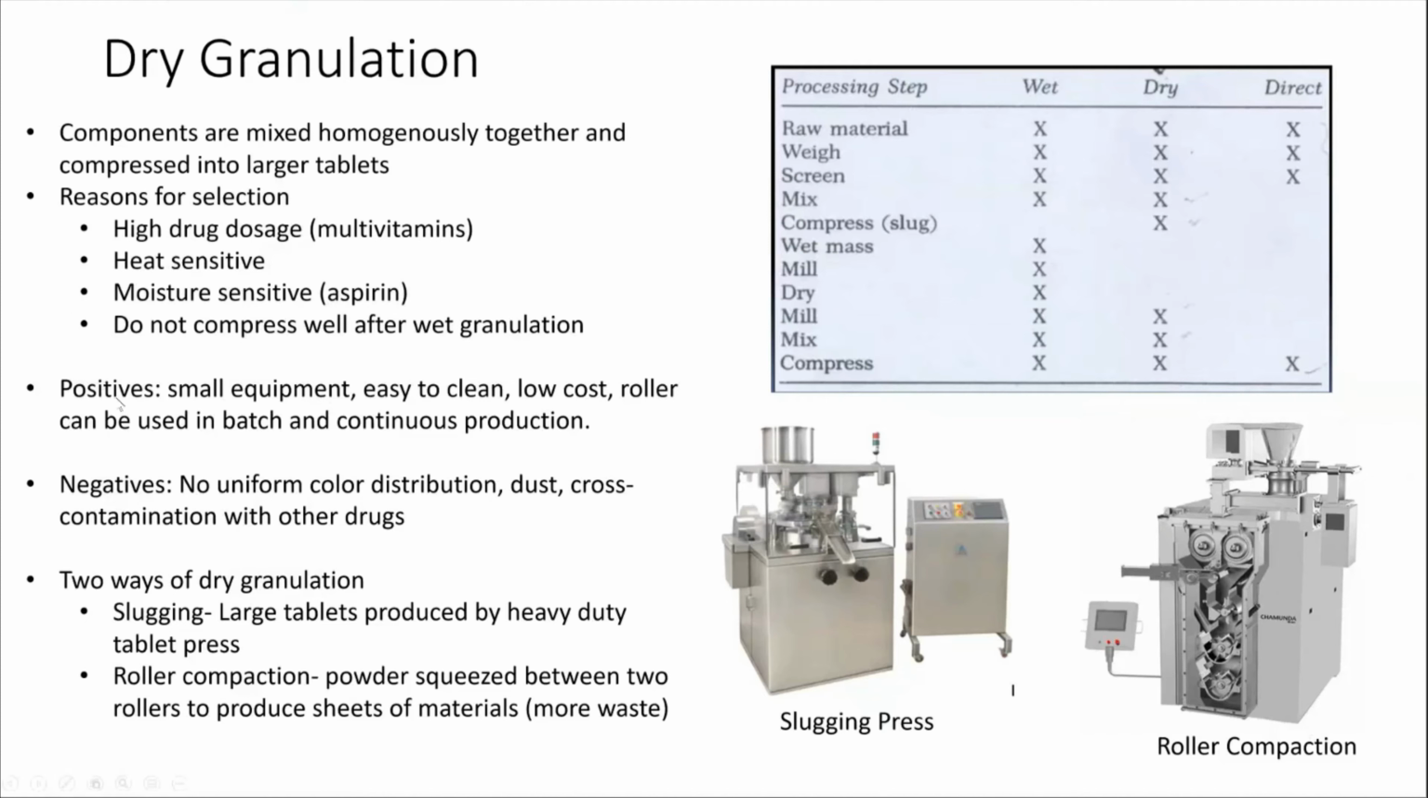The advantages of dry granulation: the equipment is rather small. It's cheaper on average. It's easier to clean. And it can be used in both batch and continuous production if made correctly. So let's say if either one of these was hooked up to the previous mixing, and that mixing went directly into here, and you had connected the instruments together, then you can make a continuous process.